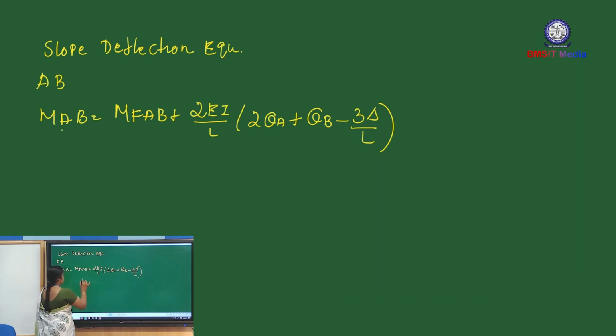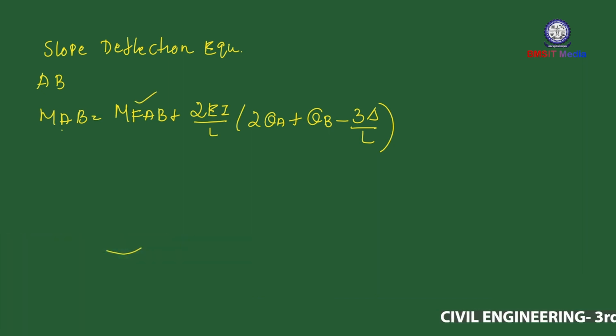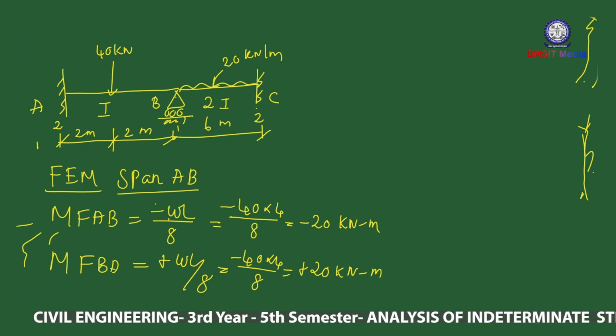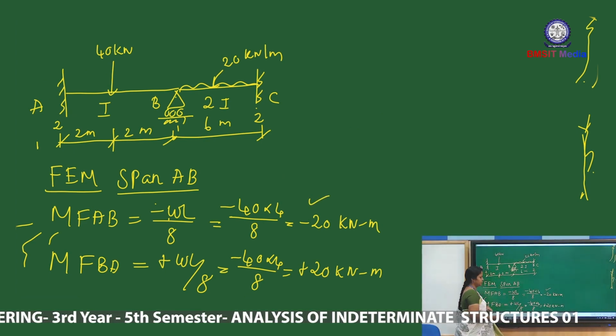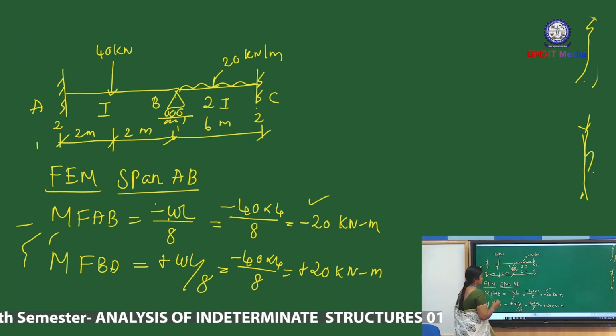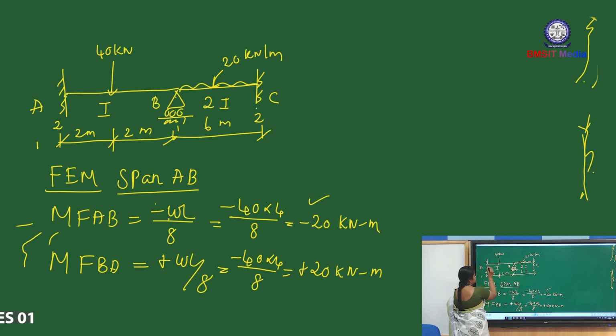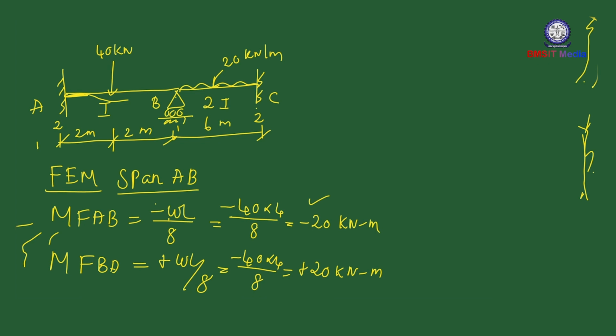So here, the fixed end moment we have already calculated in the previous one. What is the fixed end moment? The fixed end moment here, M of AB, equal to minus 20 kilonewton meter. Next one, theta A. Theta A means the end A is fixed support, so there is no rotation at fixed support because the deflection will start from here, not here. So here there is no slope.